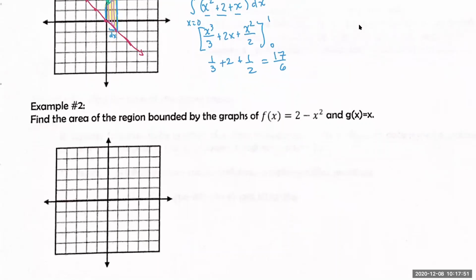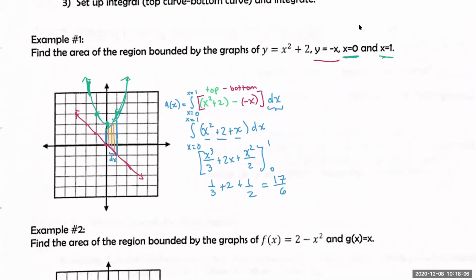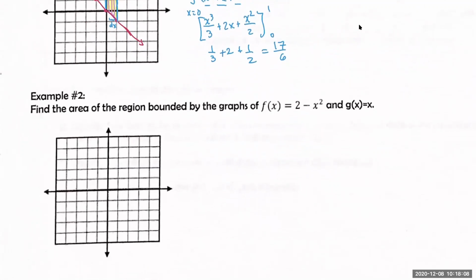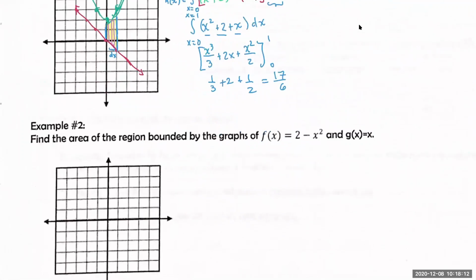So notice that this time you guys only have 2 equations here. So that means that these 2 functions should intersect, and they should. You don't need the boundaries that were provided to us at the beginning, like x equals 0 and x equals 1. So we will see that they intersect. You just need a rough idea of what the graph looks like.